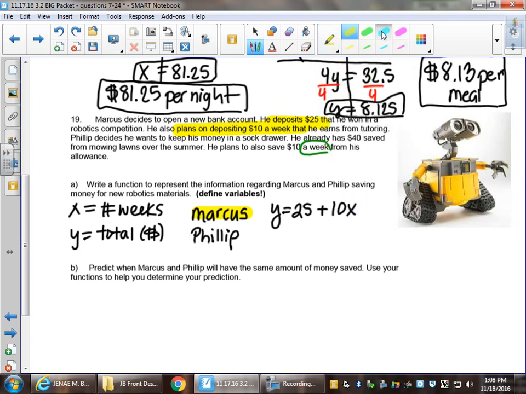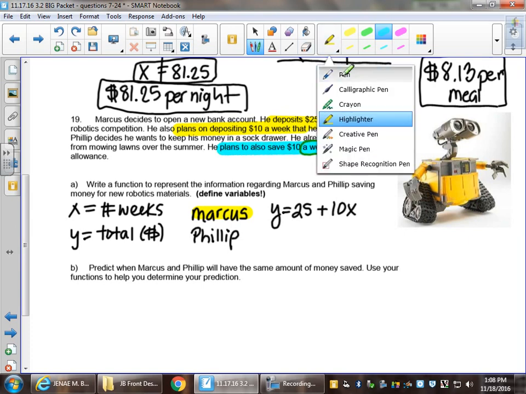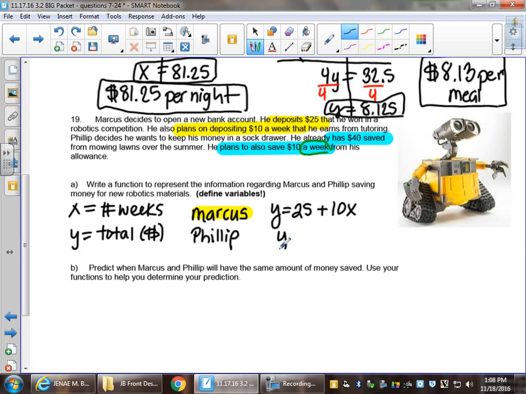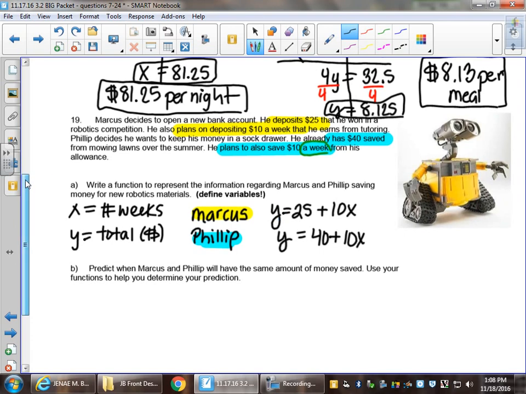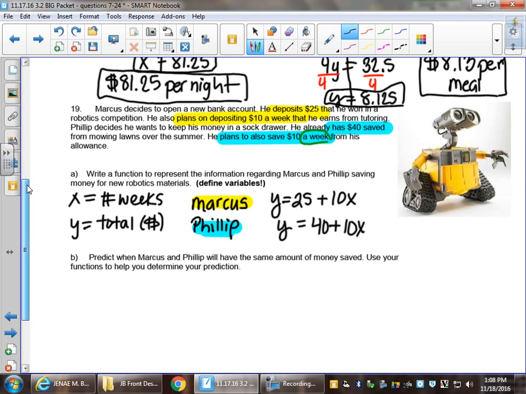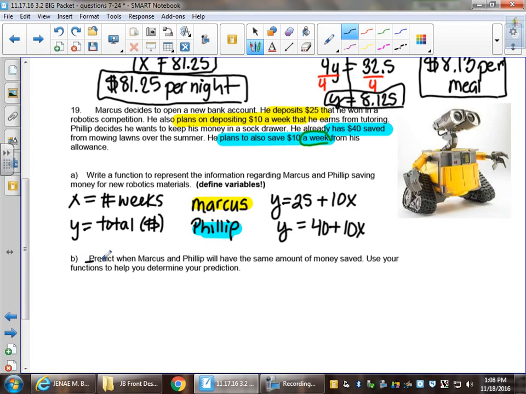Let's go see what we can find out about Philip. Philip is going to keep his money at home, has $40 saved, plans to also save $10 per week. This would become Y equals 40 plus 10x. We have successfully defined our variables. We've got our system. Here's our question.